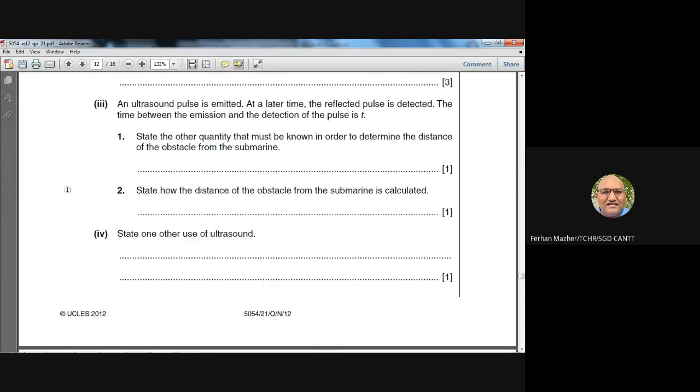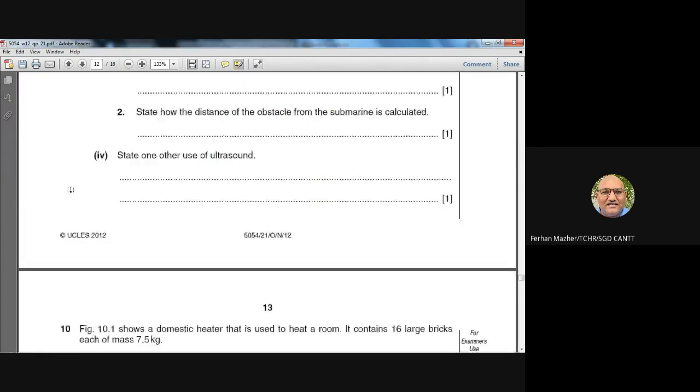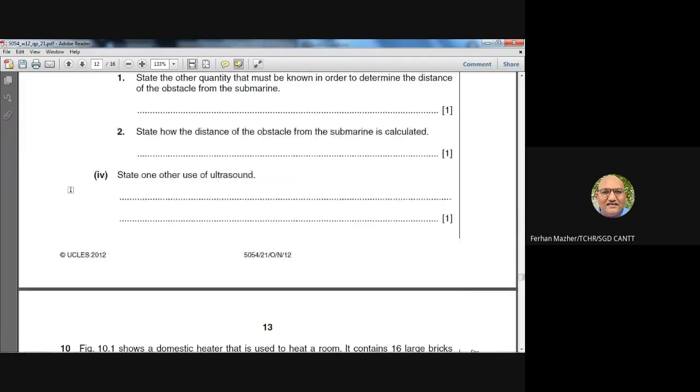The fourth part is: state one other use of the ultrasound. You see, another use of the ultrasound is that ultrasounds are used for prenatal scanning.